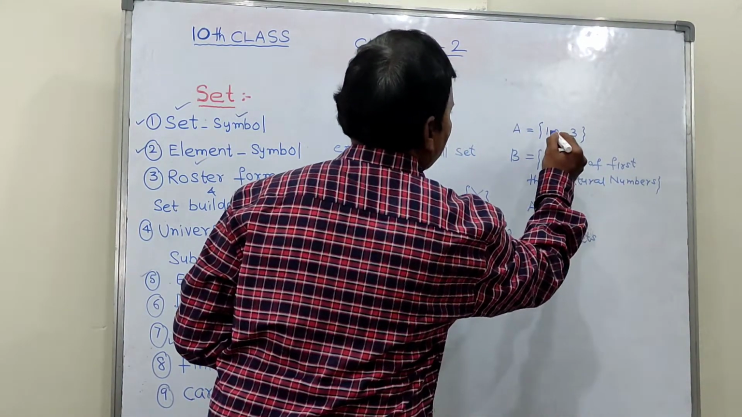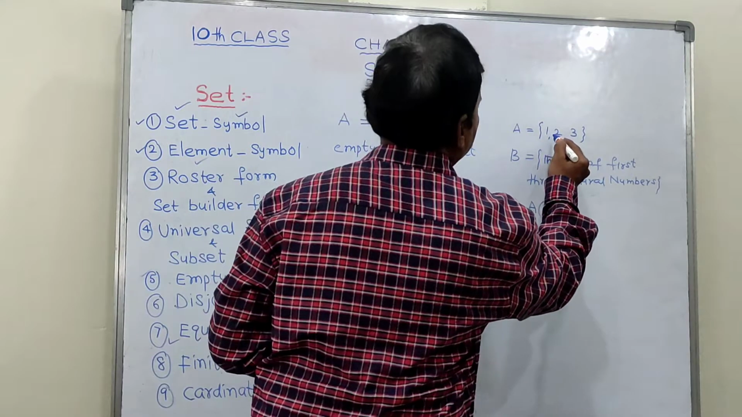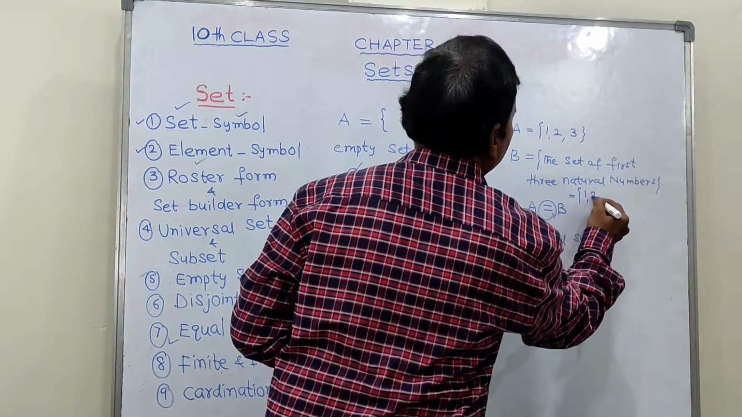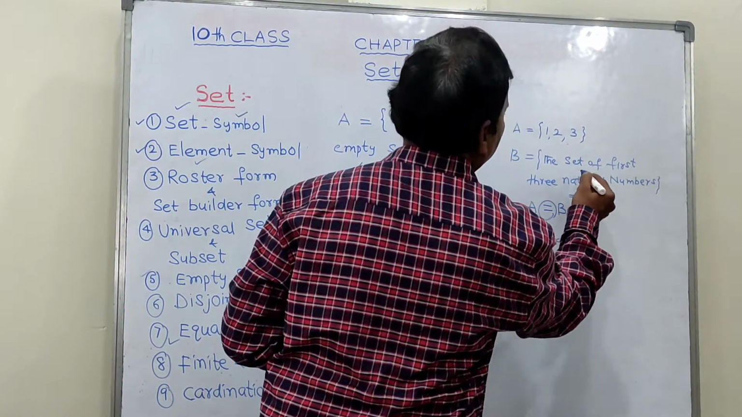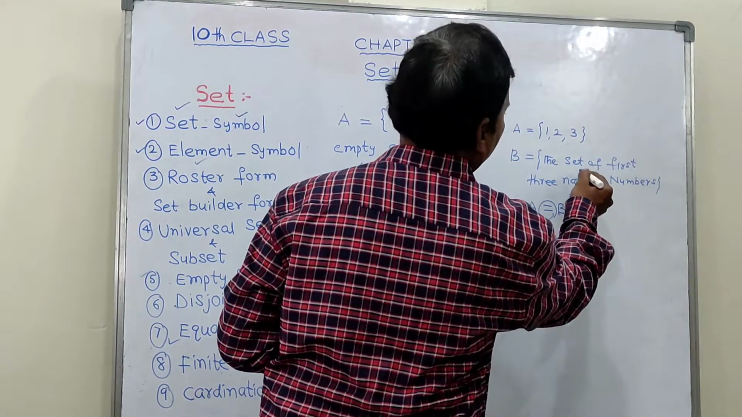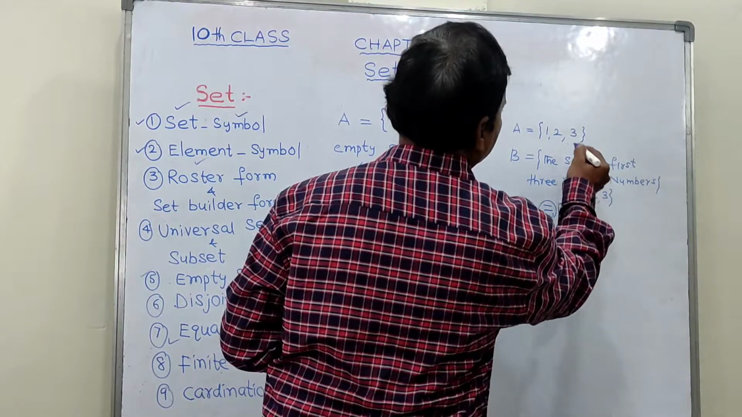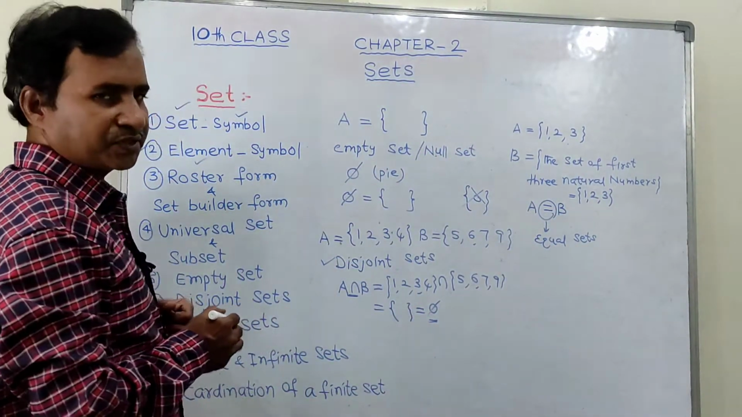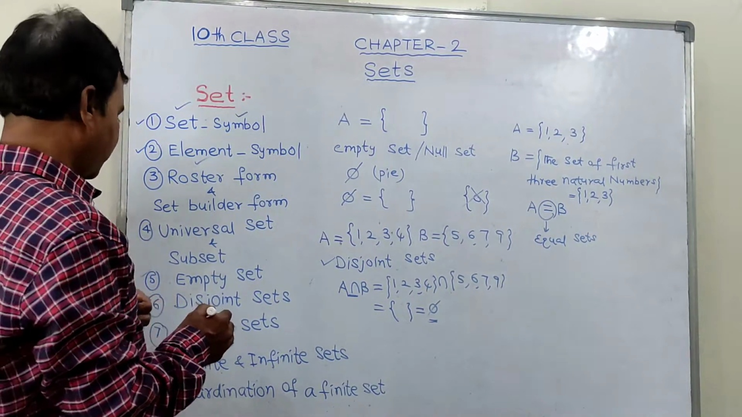Equal sets means the same answer we must have. Here A is equals to 1, 2, 3 and B is equals also 1, 2, 3. If you rewrite this in number way, that 1, 2, 3. So, A equals to B. Whenever A equals to B, those two are called as equal sets. A and B are called as equal sets.